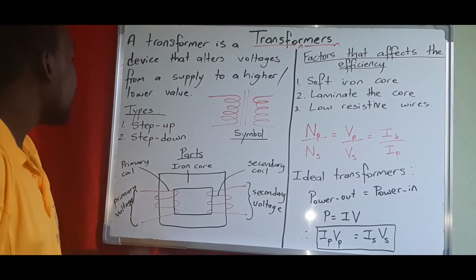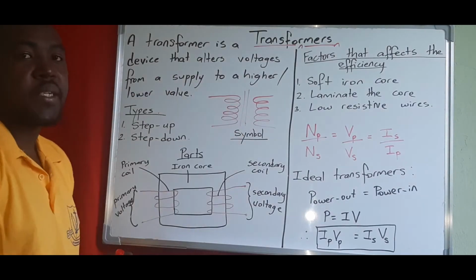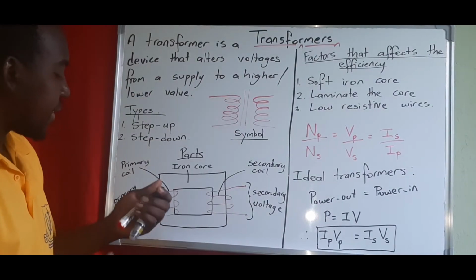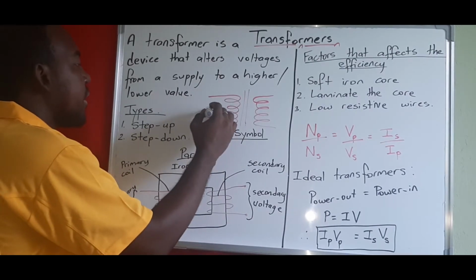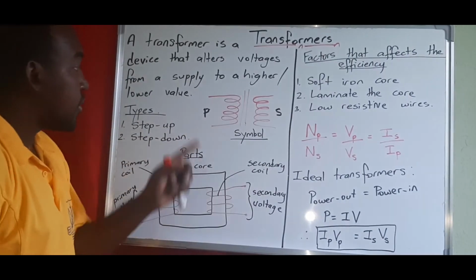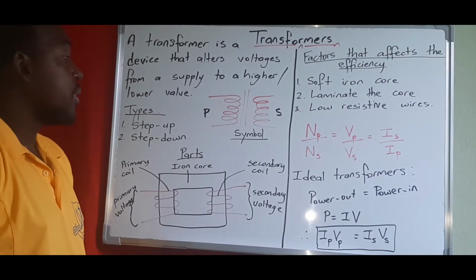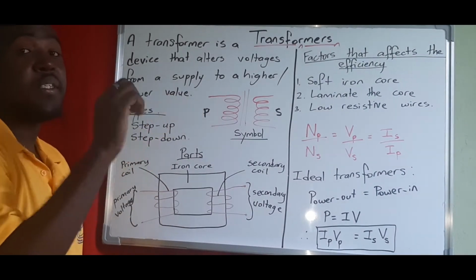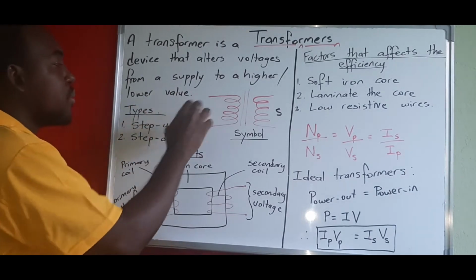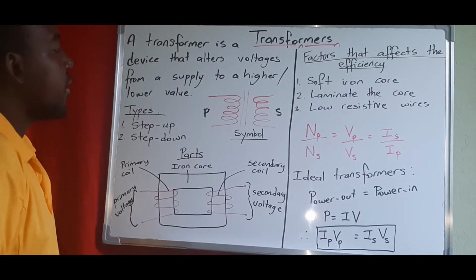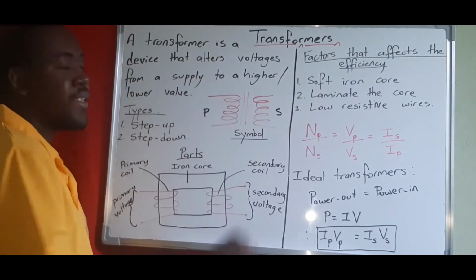In order to understand how it steps up the voltage, we know that there are two sides of a transformer. We have the primary side and the secondary side. The primary side is where the voltage is being supplied to. From your AC supply, it gets its primary voltage, and then it induces the voltage on the secondary side.